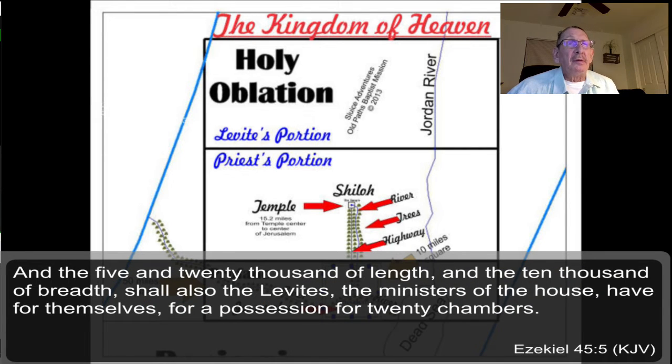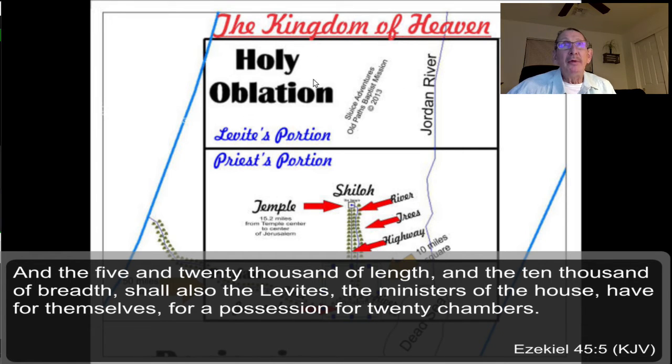Ezekiel 45:5. And the 25,000 of length and the 10,000 of breadth shall also the Levites, the ministers of the house, have for themselves for a possession for 20 chambers. Now, 20 chambers is an interesting term.